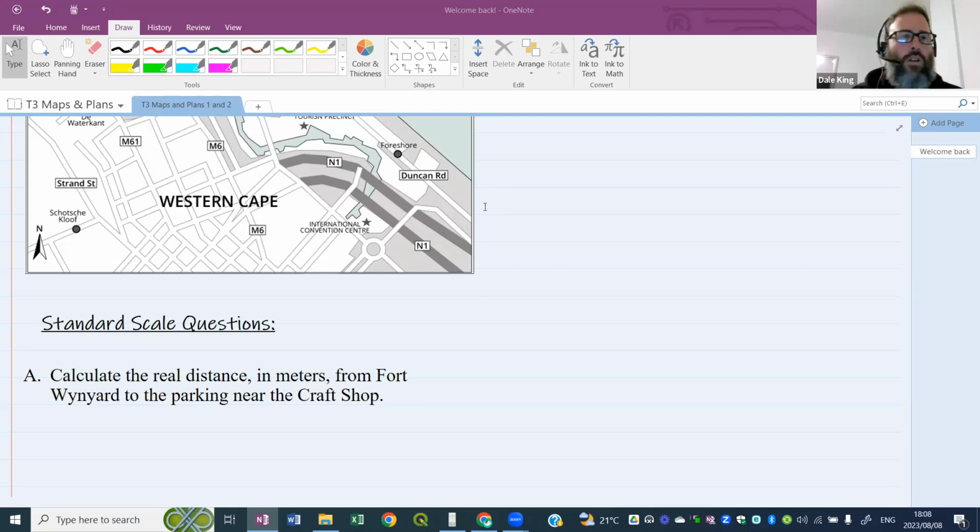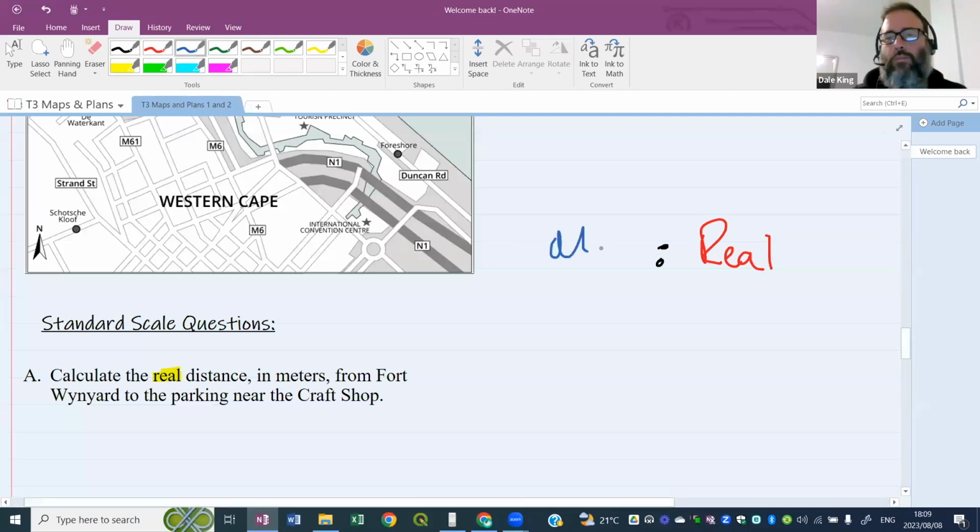Before we even look at the map, because I know what you guys are thinking, show me the map, I want to answer this. One thing I want to show you in this question: calculate the real distance. We have real distance, and then we have the map distance. I write it in a ratio like that because, in fact, I'm not going to give you too much information. Let's see what you know. But we have map distance and real distance in scale on maps. Just reminding you about that.